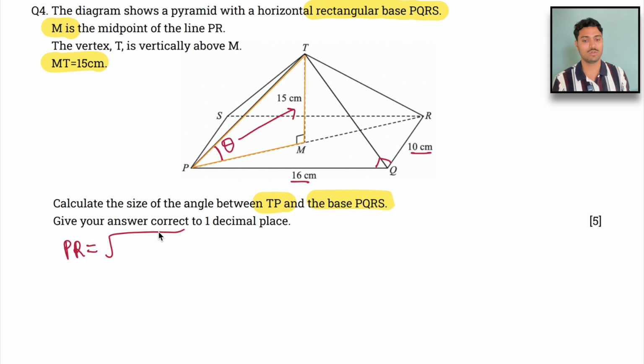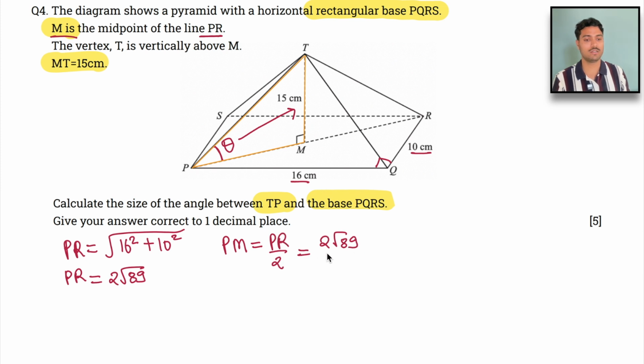PR will be equal to the square root of 16 square plus 10 square. So let's check the value. The square root of 16 square plus 10 square is equal to 2 root 89. So PR is actually 2 root 89. In the question, it clearly says M is the midpoint of PR. That means PM will be PR divided by 2. So 2 root 89 divided by 2 makes PM root 89.